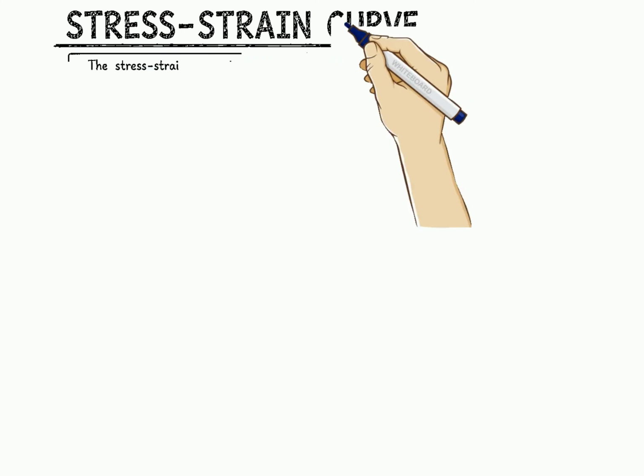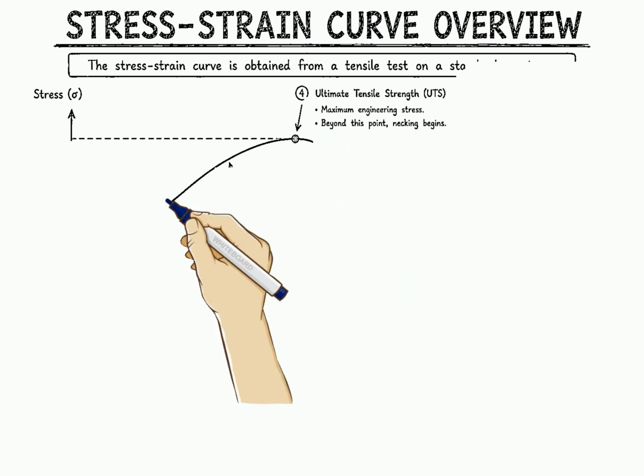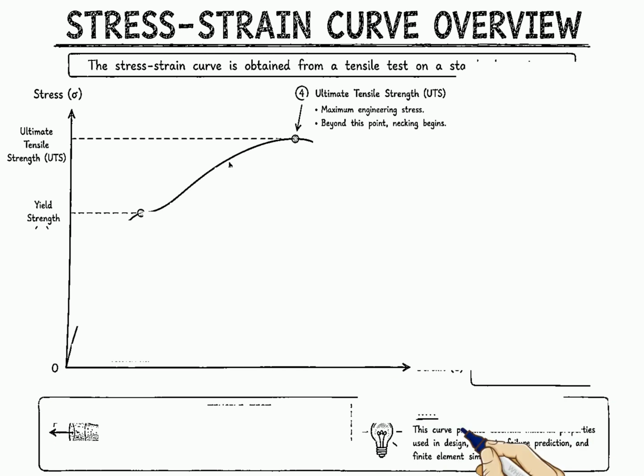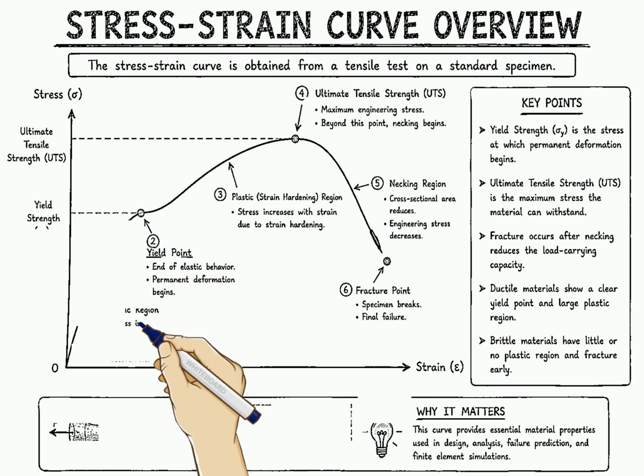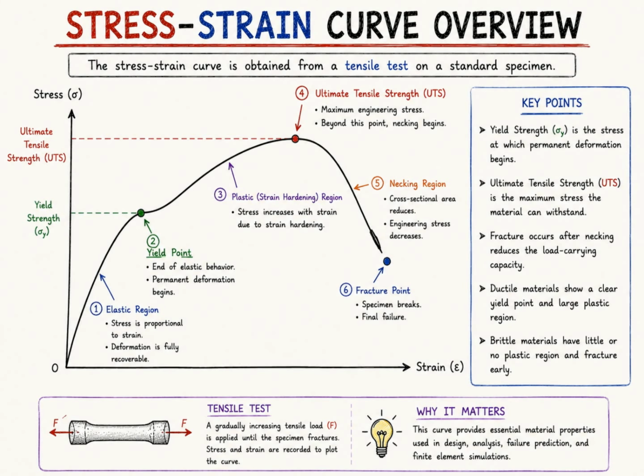The stress-strain curve is obtained from a tensile test. The linear region represents elastic behavior. Yield strength marks the start of permanent deformation. Beyond this point, the material enters the plastic region and continues to deform while carrying higher loads. The curve reaches a maximum at the ultimate tensile strength before necking and fracture occur.